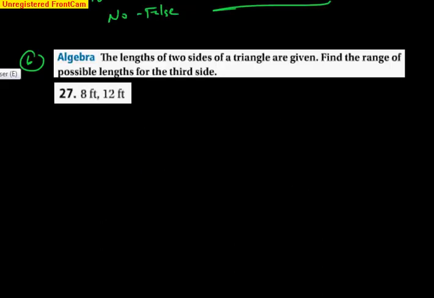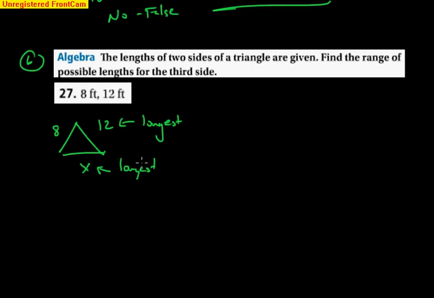Alright, so here's the next triangle inequality problem. It says the lengths of two sides of a triangle are given. Find the range of possible lengths for the third side. So recall that if we have a triangle, you have sides of 8, 12, and x. Two things can be true. 12 could be the longest, or x could be the longest. So you need to check two inequalities.